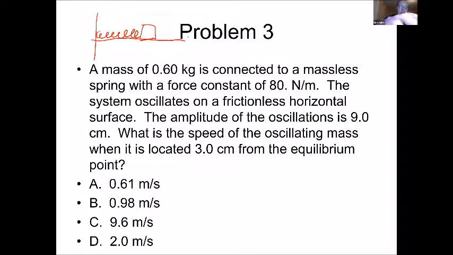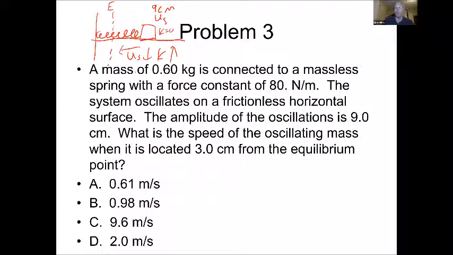So let's say that this is equilibrium right here. We'll call that E. So when we're back here at 9 centimeters, remember back at this point, all of our energy is elastic potential. There's 0 kinetic energy back here. But when this thing starts to head back, because the displacement away from equilibrium gets smaller, potential energy goes down while kinetic energy goes up. And that's as the object is moving back toward equilibrium.